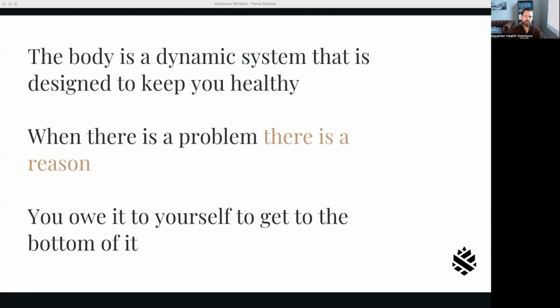The body is a dynamic system that's designed to keep us healthy. And so when there's a problem, there's a reason for the problem. And in the case of PANS and PANDAS, these neuropsychiatric symptoms are a warning sign that there's something deeper going on, whether it be an infection, a toxicity, a strong circadian mismatch. All of these things are leading into these neuropsychiatric symptoms. And until we get down and really figure out what's going on and how to remedy those things appropriately, we will continue to have symptoms. And so I think we owe it to ourselves to get to the bottom of it.